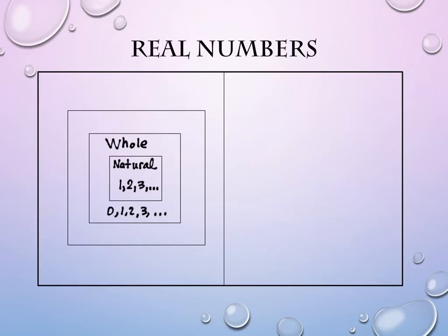Okay, so the way this picture is created is that you can see natural numbers is a category inside of whole numbers. All of these natural numbers are also whole numbers.